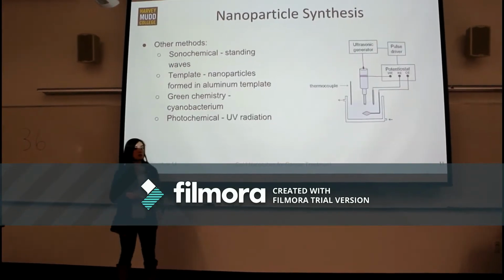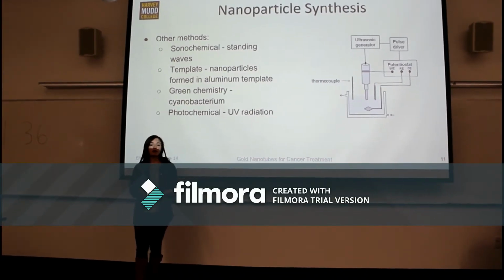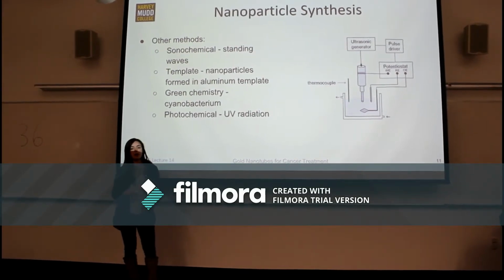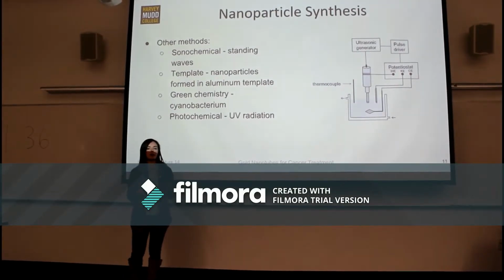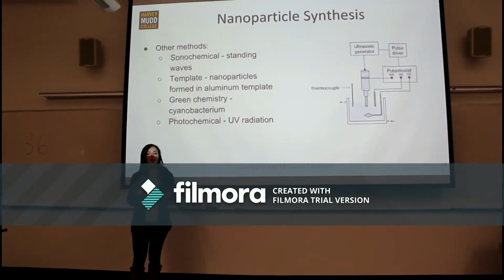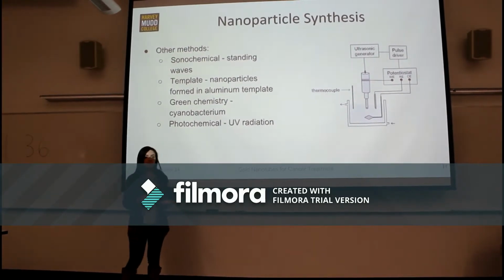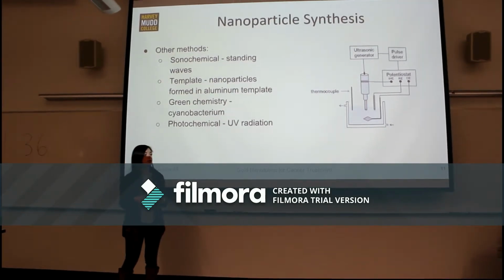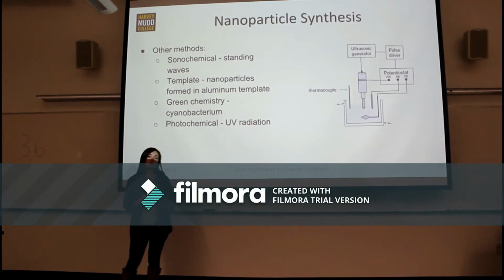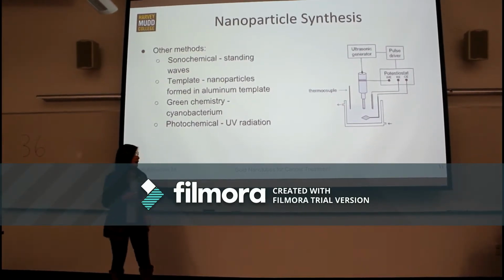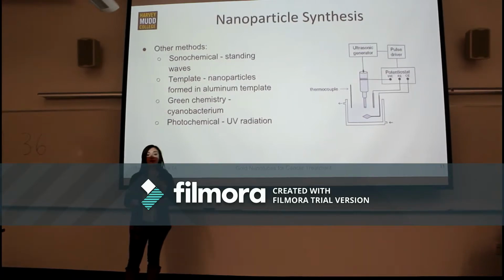To give a brief overview of some of the less widely used methods that exist, there's a sonochemical method where the solution is agitated using a standing wave. There's the template method where nanoparticles are actually formed in a very small membrane of aluminum. And this method is how we get different shapes, like nanotubes rather than nanospheres. Also green chemistry, which is actually just being researched currently, which involves using cyanobacteria to reduce Au3+ to Au. And finally, there's also the photochemical approach, which uses UV radiation to speed up the process.